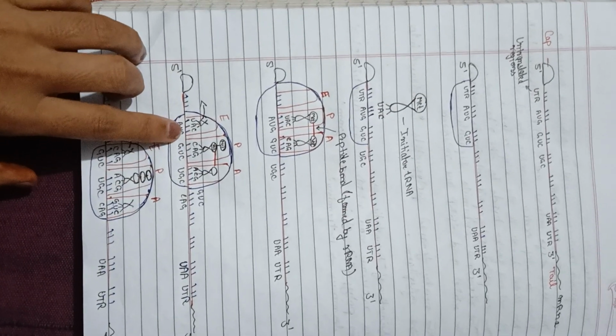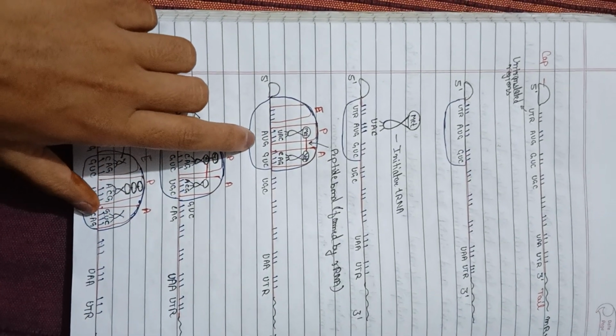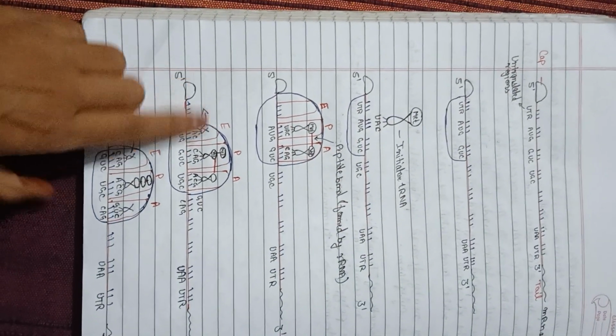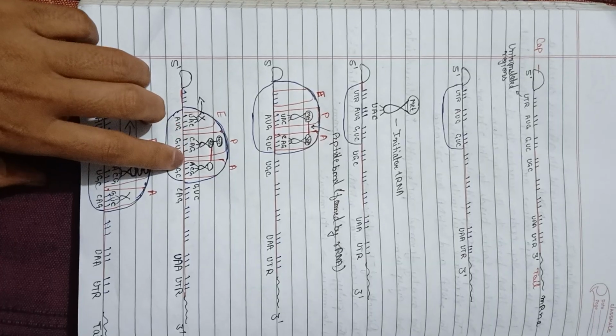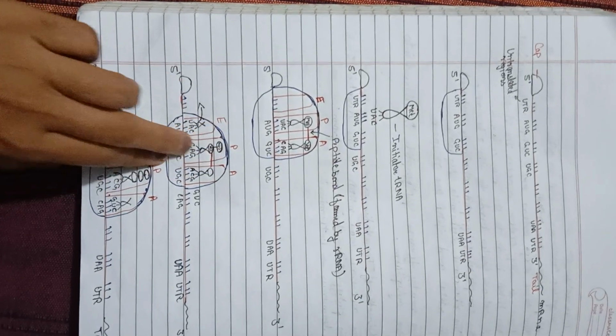Now what happens, the AUG codon here on P site now gets shifted to E site and exits, and our ribosome moves forward. So the next GUC codon comes on P site.